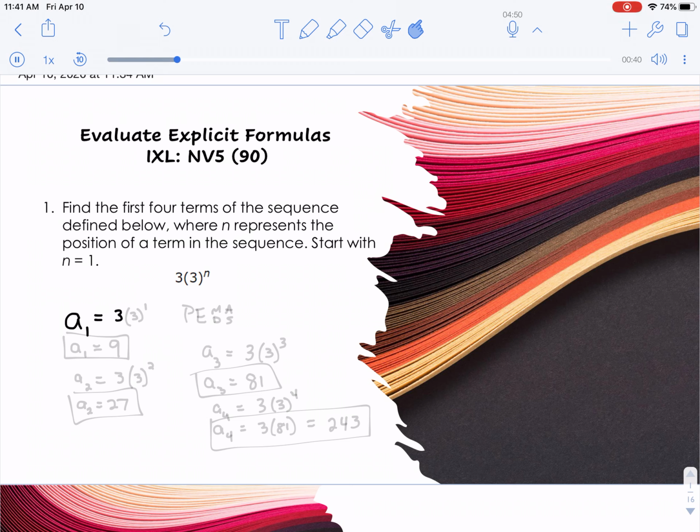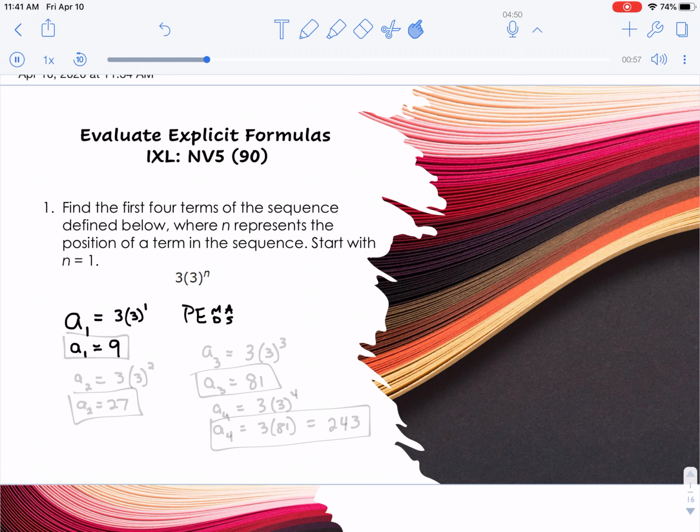So I get 3 times 3 to the first power. And don't forget when you're here that you're going to use PEMDAS. Please excuse my dear Aunt Sally. So you're going to do the exponent first. 3 to the first power is 3, and 3 times 3 is 9. So the first term is 9.